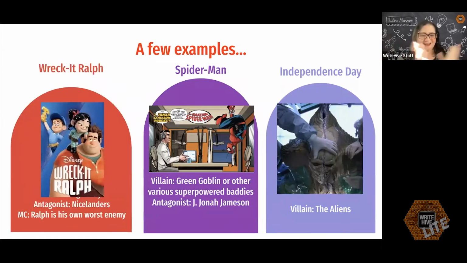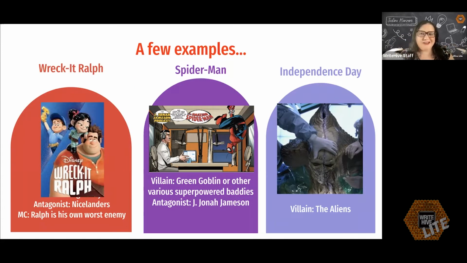So examples. So we have, and I just realized that my graphics are a little screwy here, but it's okay. I'm covering up part of the Wreck-It Ralph explanation. But Wreck-It Ralph has a villain. If nobody's seen Wreck-It Ralph here, I'll explain a little bit.